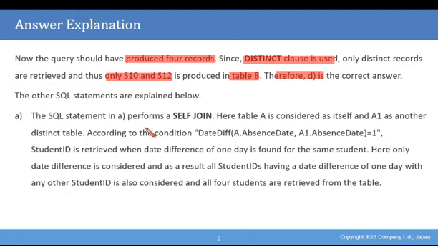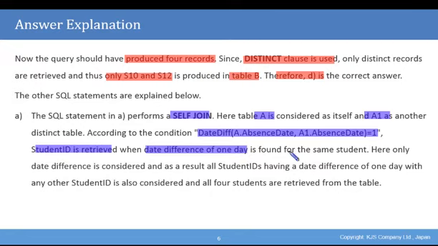Let's have a quick look at some of the other statements of SQL that we used. In A, we perform a self-join. Here, table A and table A1 are considered as two distinct tables, but are the same as in the question that we just answered, with D being the correct answer. According to the condition dateDiff A.absenceDate, A1.absenceDate, student ID is retrieved when a date difference of 1 day is found for the same student.